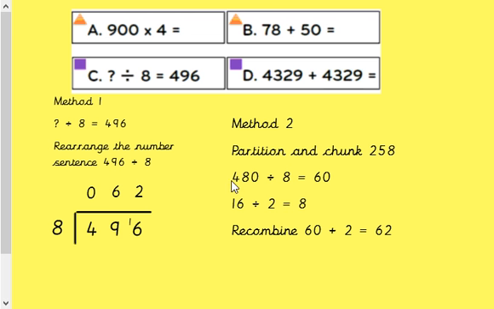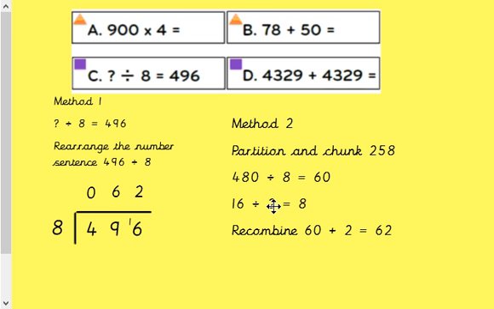I could partition and chunk if I wanted to. Here, I've actually tried to make it a little bit more efficient for a change. So I've said 480 divided by 8. I've partitioned the number into 480 and 16. 480 divided by 8, well, if I cover up or remove my 0 here, 48 divided by 8 is going to be 6, so 60. And then obviously I've got this the wrong way around, 16 divided by 8 is 2. Okay, so 60 and 2 would be 62.